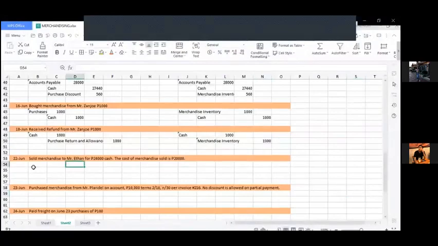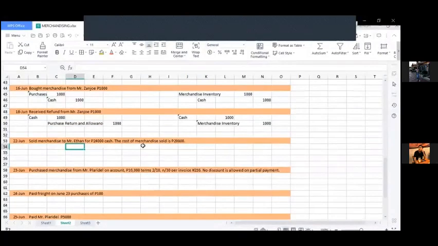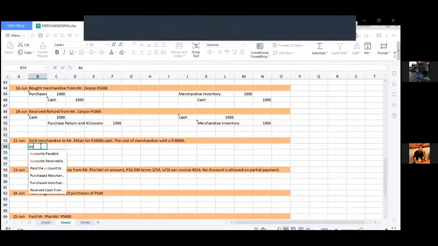So, June 22, sold merchandise to Mr. Ethan for 24,000 cash and the cost of merchandise sold is 20,000. So, nagbenta daw tayo. So, meron tayong accounts receivable. Ay, meron tayong cash. Cash pala siya, no? And meron tayong sales. Magkano daw? 24,000.